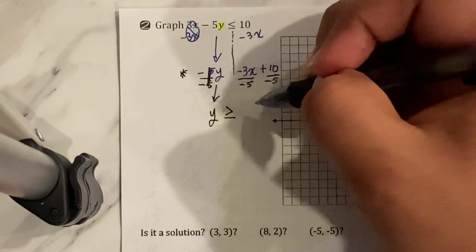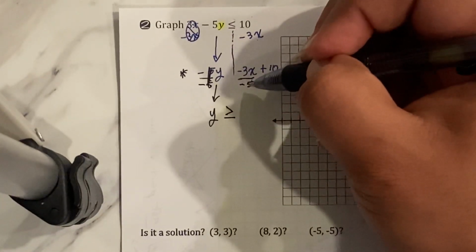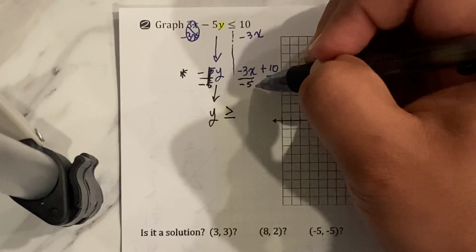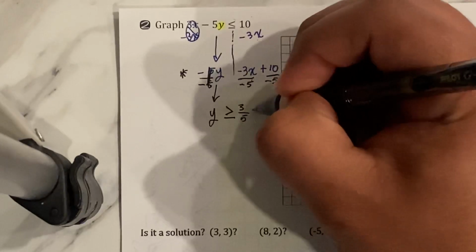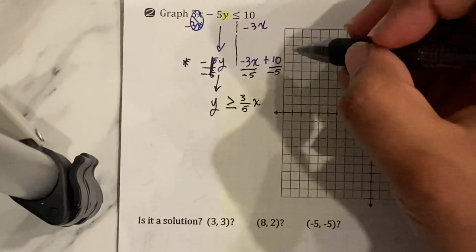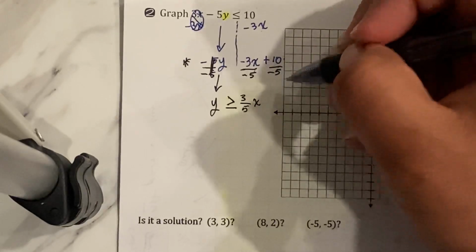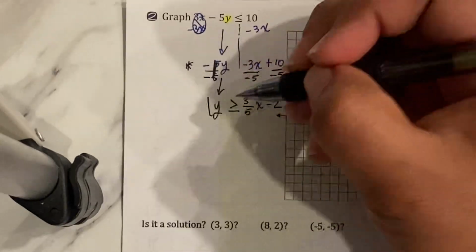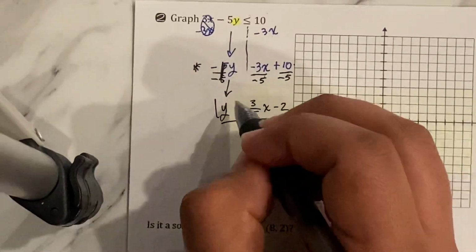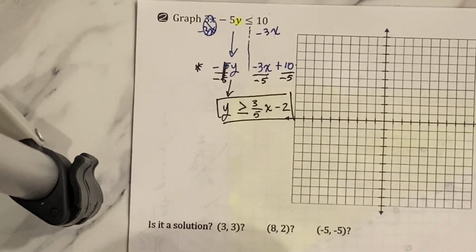Use a calculator if you need to. Negative, negative turns into positive. 3 over 5 is non-reducible, so I'm just going to write 3 over 5x. And then get your calculator. 10 divided by negative 5 will give you negative 2. And there is my y equals. And then we write the pieces of information that we need.